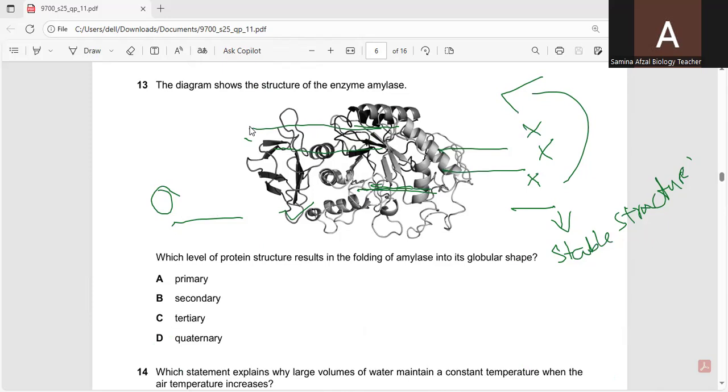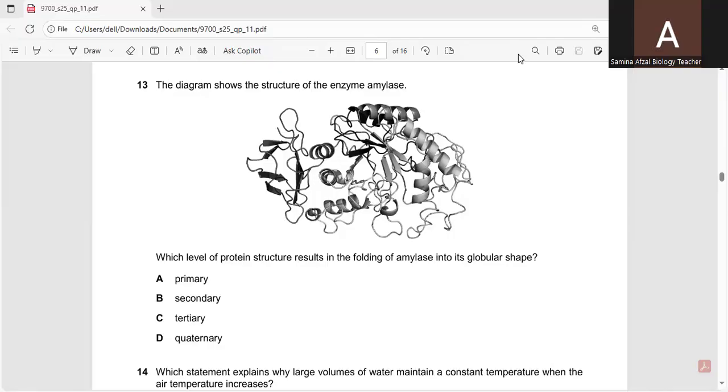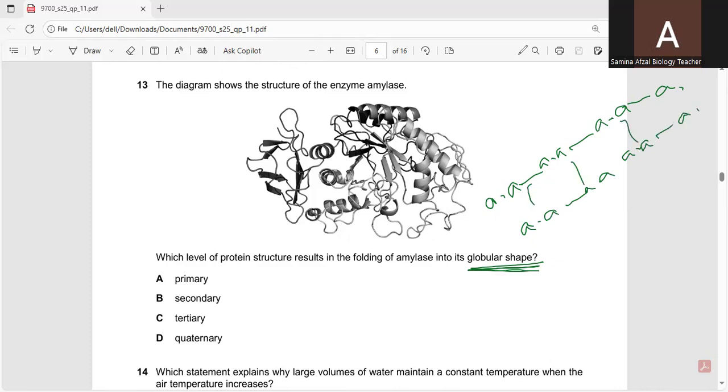Next, question number 13 is: the diagram shows the structure of the enzyme amylase. Which level of protein structure results in the folding of amylase into its globular shape? So you can see the primary structure is a linear sequence of amino acids. For example, the amino acids will join together in the form of this. And in secondary structure, they will join in this way. There can be bonding between them.